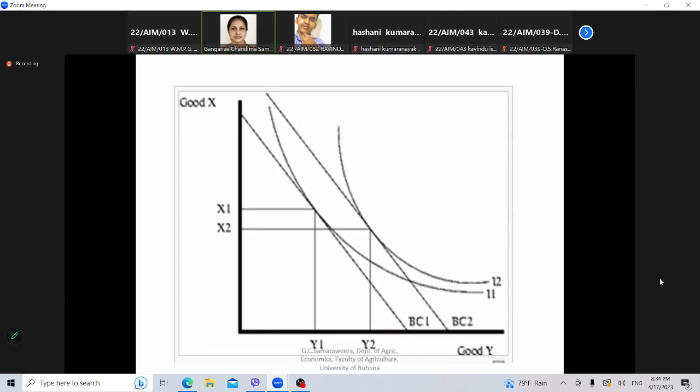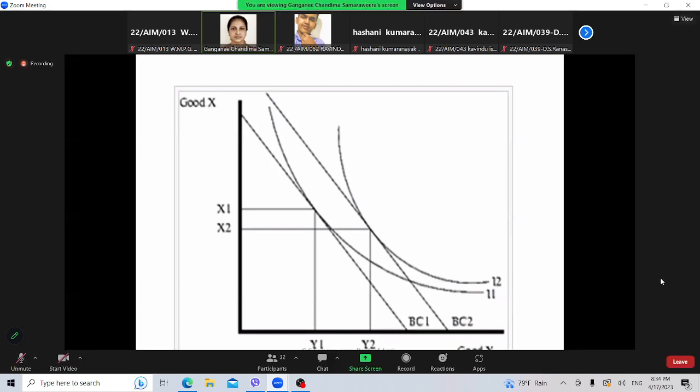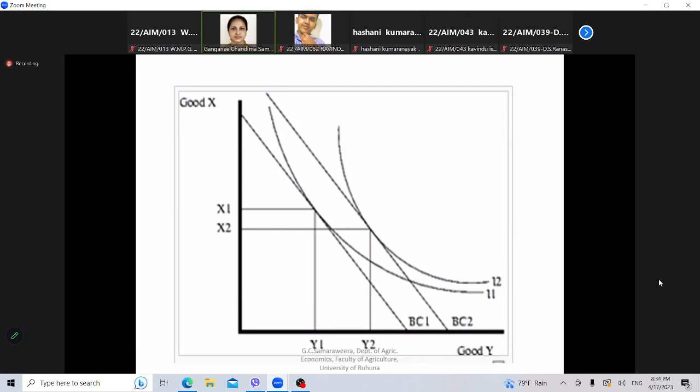What is the normal good? X or Y? Two students gave the correct answer out of 32. Yes, Kavindu's answer is also correct. Yes, Hemachandra's answer is also correct. Okay, now I think many got answers. Yes, very good. So, good Y is the normal good.